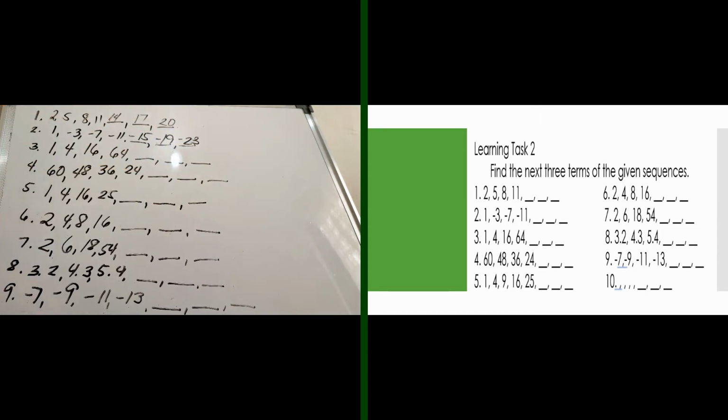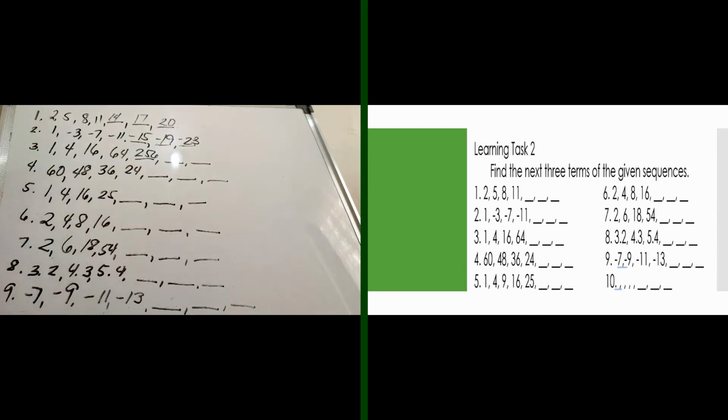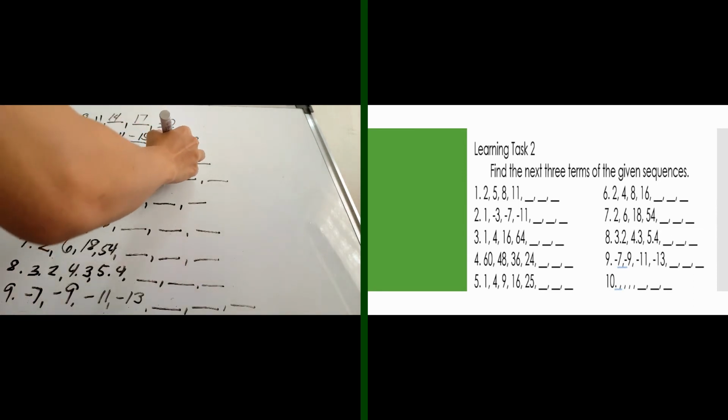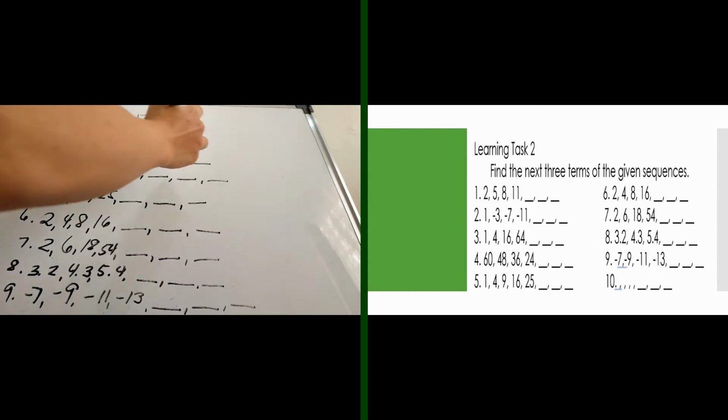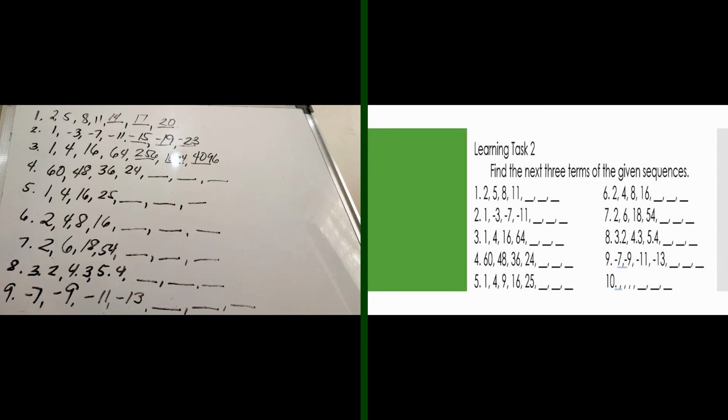Okay. Now let's have number 3. We have 1, 4, 16, 64. So in here, we're just going to multiply by 4. 1 times 4 is equal to 4. 4 times 4 is equal to 16. 16 times 4 is 64. 64 times 4 is 256. Times 4 is 1024. Times 4 is 4096.